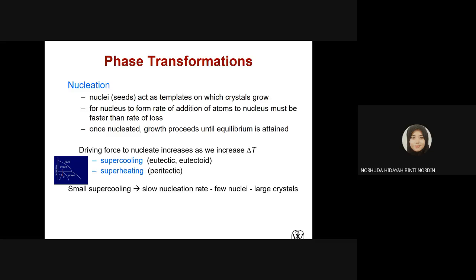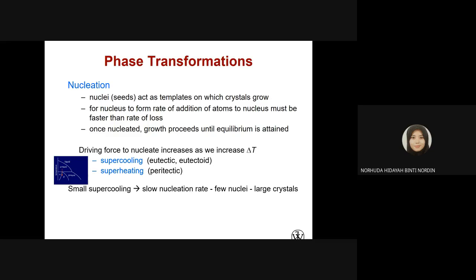So how do we increase the rate of nucleation? We need a driving force, something that enhances the nucleation. What we do is increase the delta T, the temperature difference. How to increase it? We do supercooling or superheating. When I say super, it means very fast. Supercooling means very fast cooling. Superheating means very fast heating.